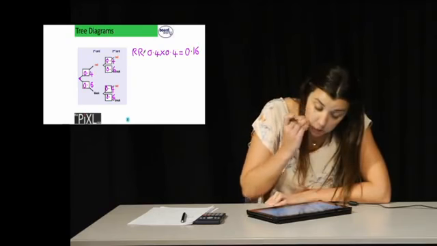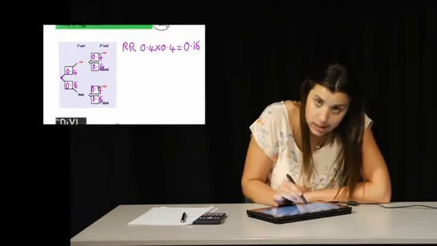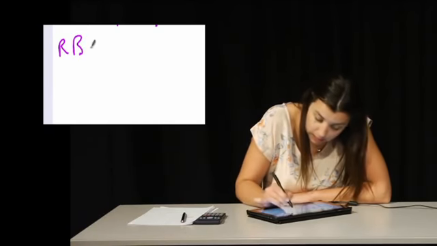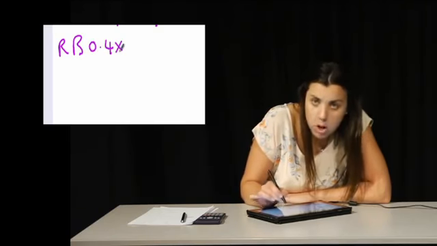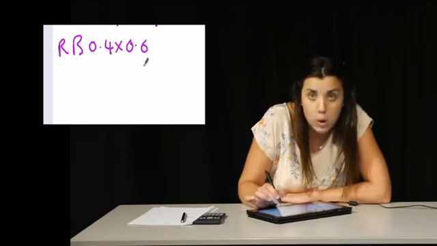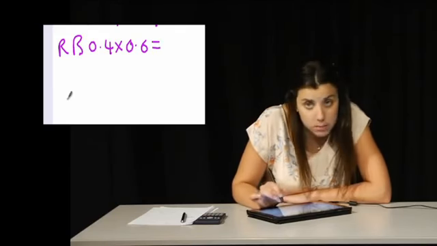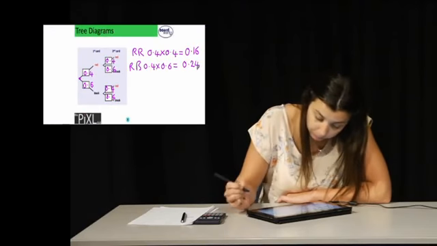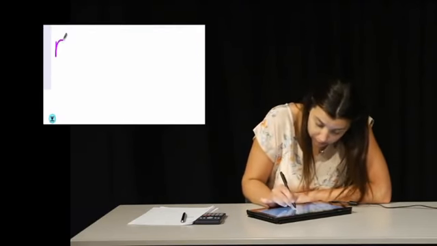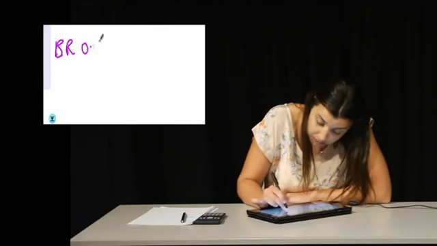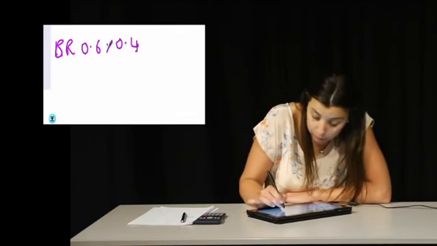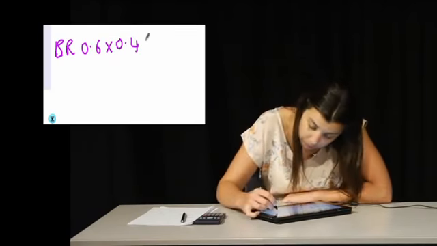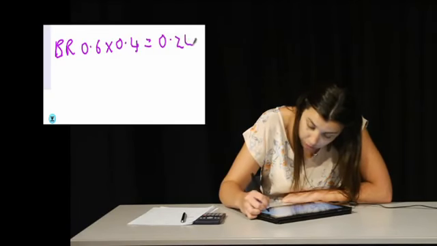Now we can write out the other routes as well. If we start back here and go red and then black, R, B, we go 0.4, 0.6. So each time we move along the branches of a tree diagram, we are multiplying. Same situation, 4 times 6, 24, 2 decimal points, 0.24. Our next one, black, red. So that's black first, then red. It's going to be 0.6 multiplied by 0.4. Exactly the same probability as the first one. The numbers are the other way round, doesn't make any difference. So that one is 0.24.